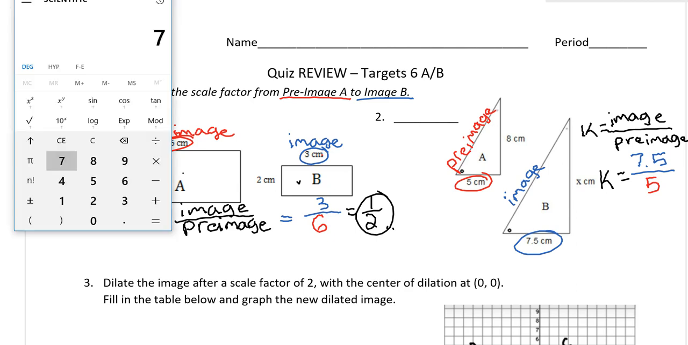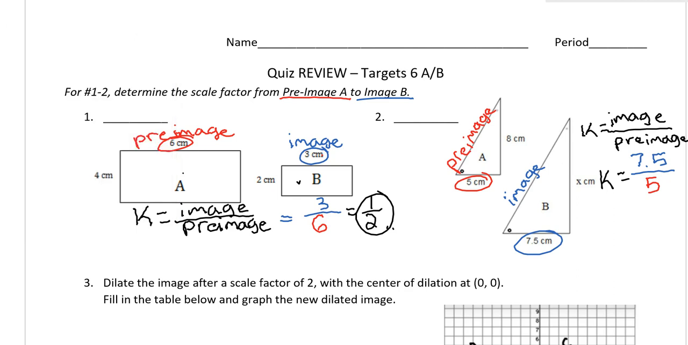Pull out a calculator. 7.5 divided by 5. I get 1.5. So my scale factor is 1.5. Again, I'm going to check if my answer makes sense. Going from A to B, that got bigger. 1.5 is greater than 1, which is an enlargement.